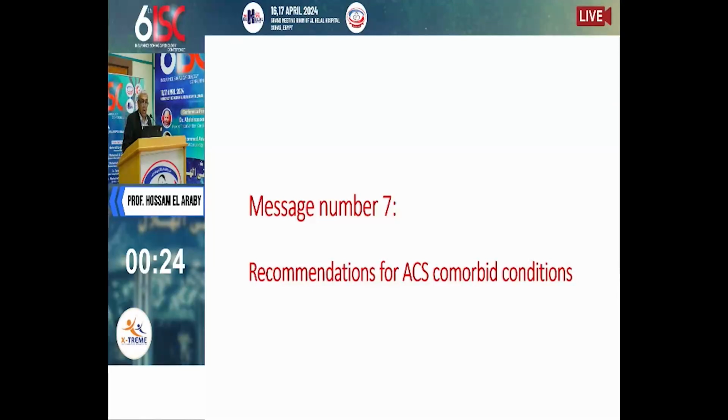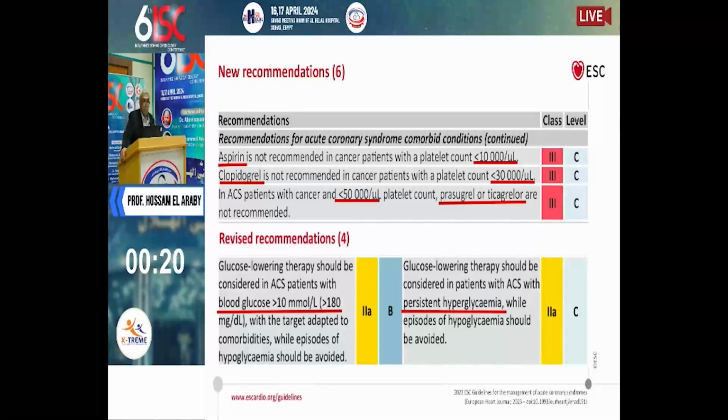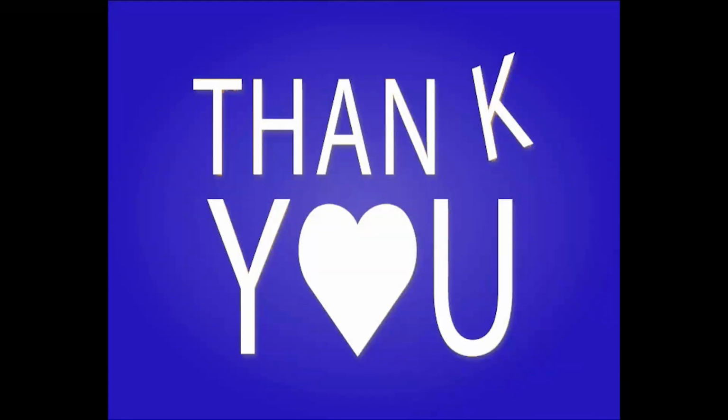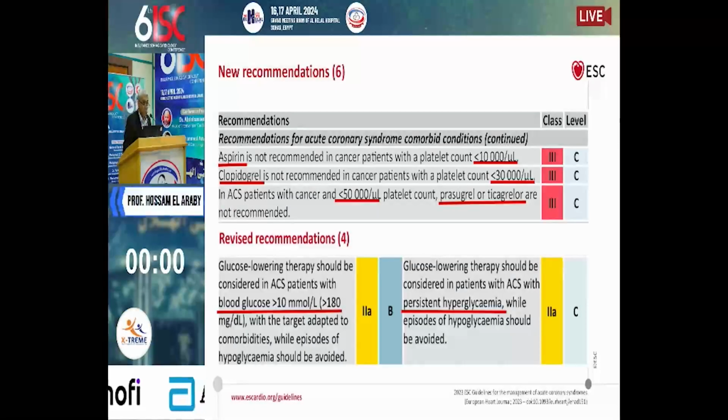Recommendations for acute coronary syndrome comorbid conditions: aspirin is not recommended with platelet count less than 10,000, clopidogrel less than 30,000, and prasugrel or ticagrelor less than 50,000. And for blood glucose control, the old guidelines recommended blood glucose control for levels more than 180 and avoidance of persistent hyperglycemia.